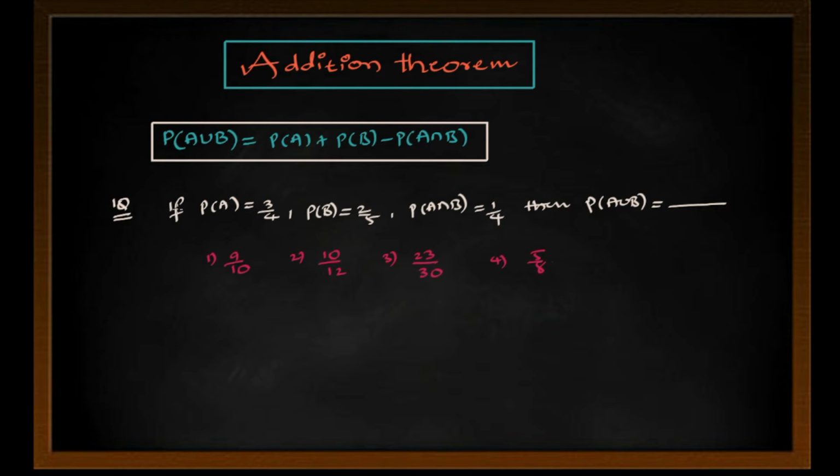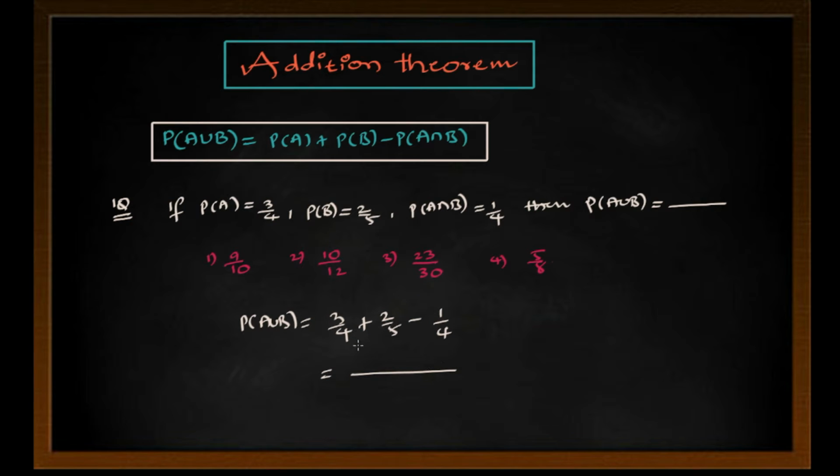Our first question is: P of A equals 3 by 4, P of B equals 2 by 5, P of A intersection B equals 1 by 4. Then we have to calculate the value of P of A union B. So P of A union B equals P of A, that is 3 by 4, plus P of B, that is 2 by 5, minus P of A intersection B, which is 1 by 4.